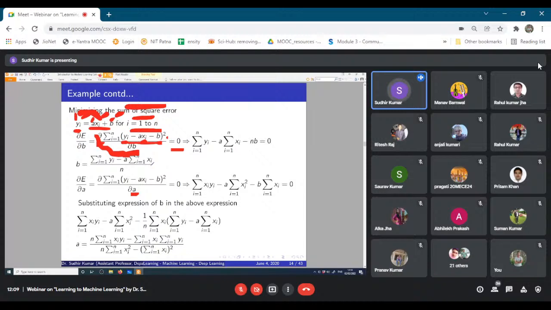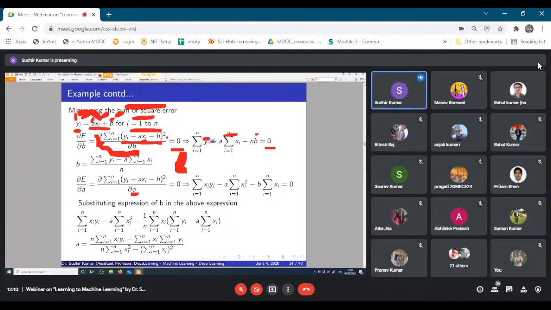What is the derivative of something square? 2x. 2x, very good. So 2 may be there and x, everything is there. And set it equal to 0. So 0 by 2 becomes 0, so forget about 2. Then 2x, sum of yi minus axi minus b, right? Sum of b. Anything else?